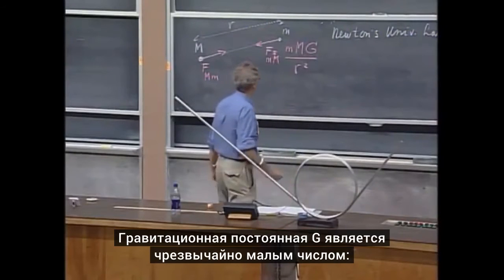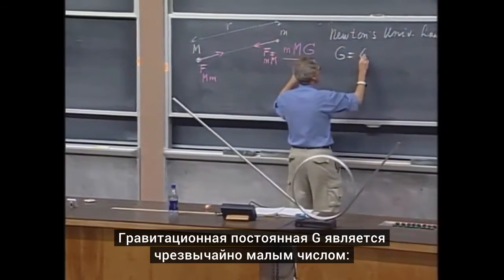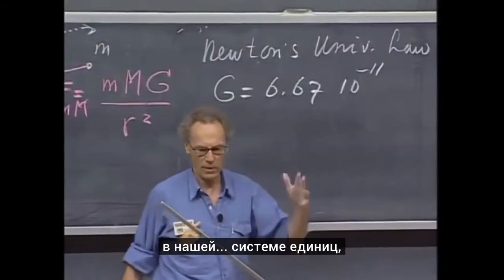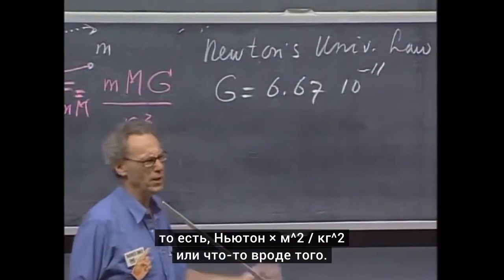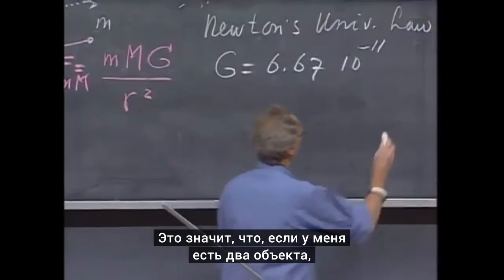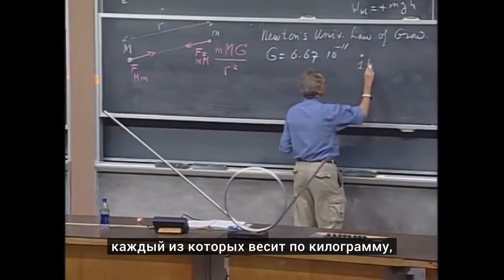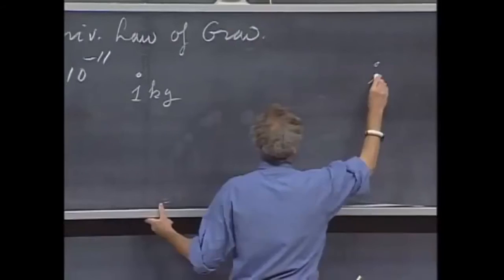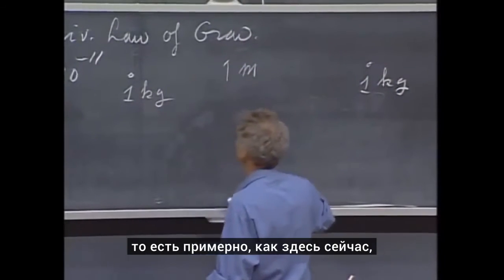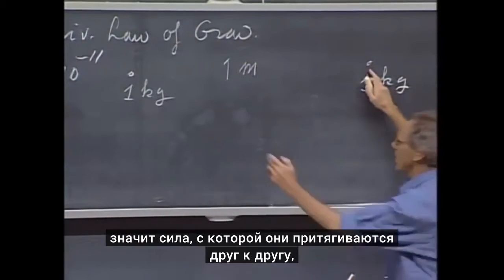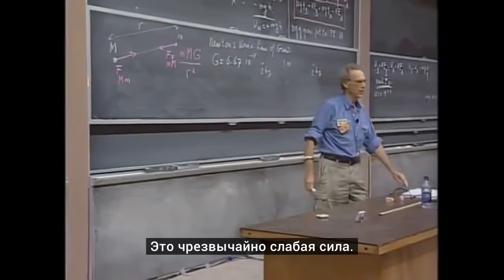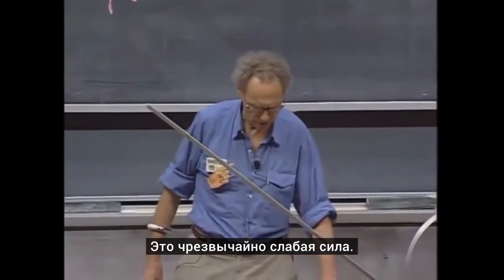The gravitational constant G is an extremely low number, 6.67 times 10 to the minus 11 in our SI units, which is Newton's square meters per kilogram or something like that. That's an extremely low number. It means that if I have two objects which are each 1 kilogram, which are about 1 meter apart, that the force with which they attract each other is only 6.67 times 10 to the minus 11 newtons. That is an extremely small force.